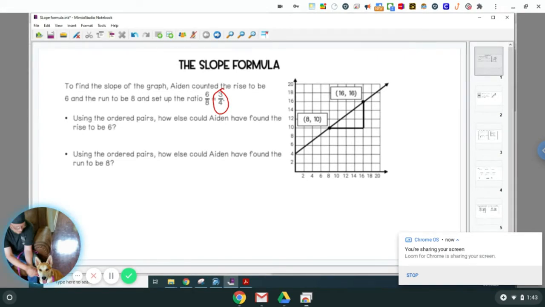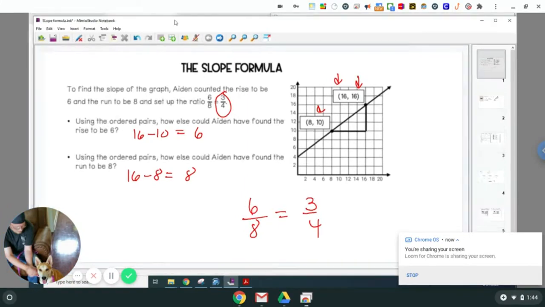So he could have taken the y's, which is 16 and 10, and subtracted them. So you do 16 minus 10, which equals 6. And then how you found 8 was subtract them. So you use 16 and 8. So 16 minus 8, which is 8. So then y goes on top, which is 6, and x goes on bottom, which is 8, so 6/8, which then reduces down to 3/4. And that's actually what represents the formula.